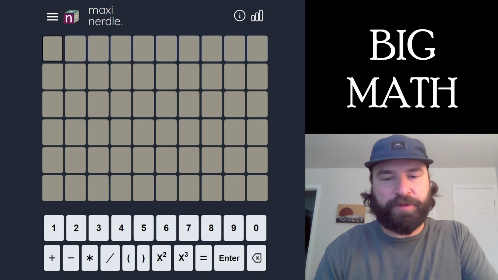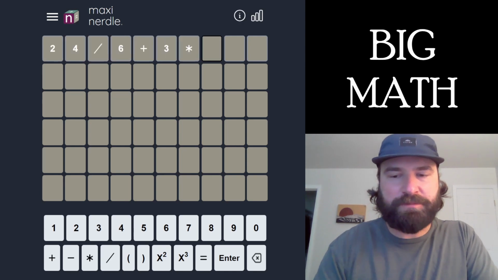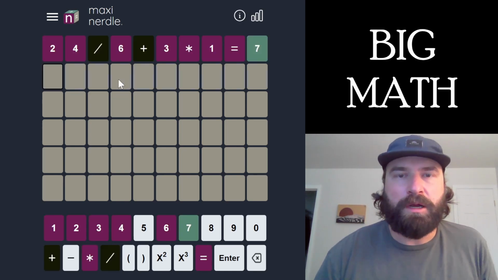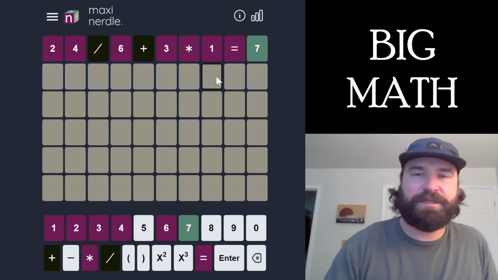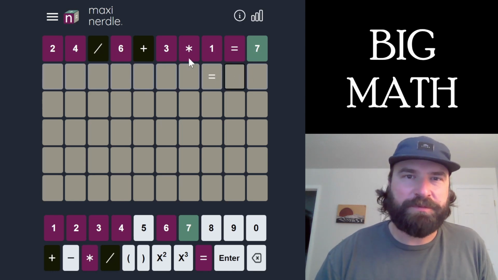Let's crush a Maxi nerdle. We get 24 divided by 6 plus 3 times 8 equals 7. All right, a lot of purple here. We have a lot of this equation. Okay, so it's at least a double-digit number. Its multiplication could definitely be a triple-digit number.